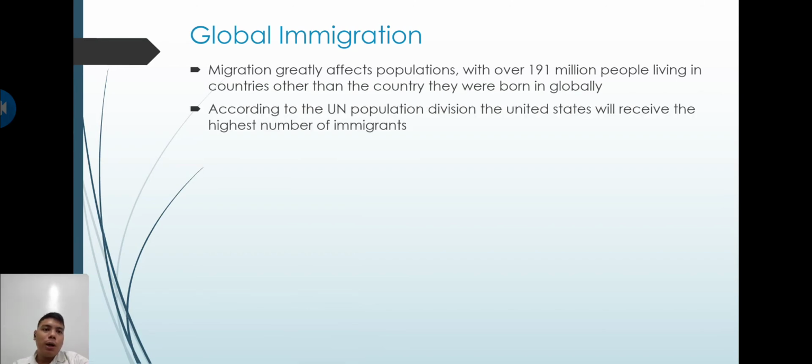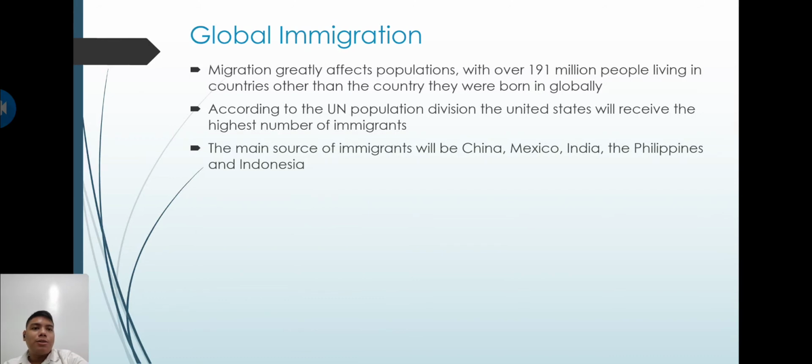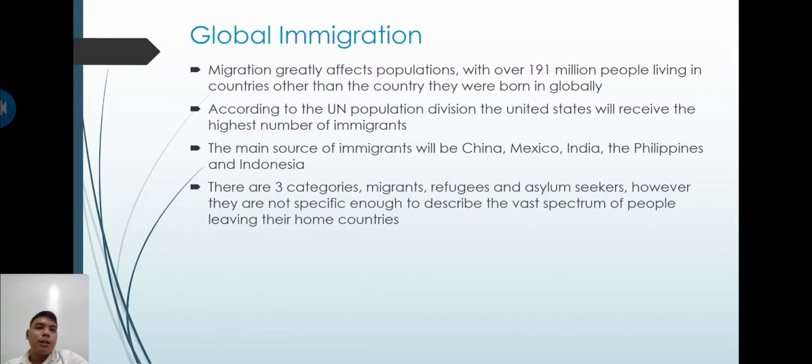According to the UN Population Division, the United States will receive the highest number of immigrants. The main source of those immigrants will be China, Mexico, India, Philippines, and Indonesia. So there are three categories. We have the migrants, the refugees, and asylum seekers.